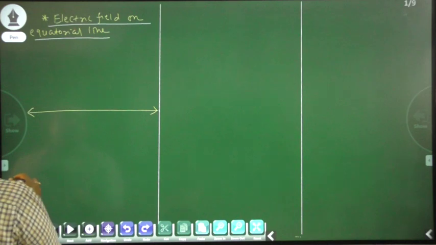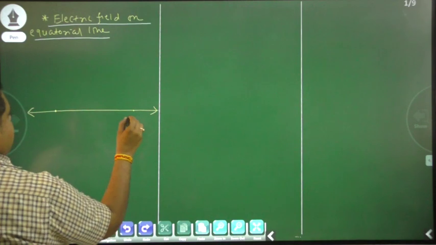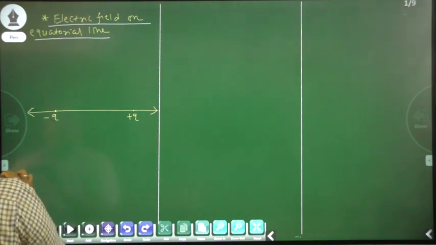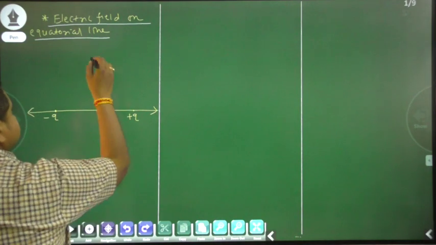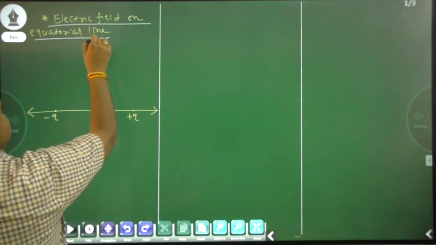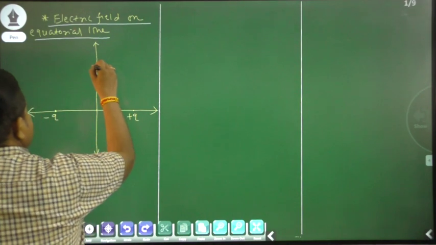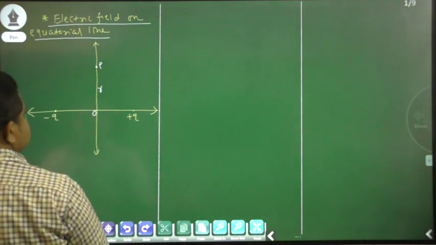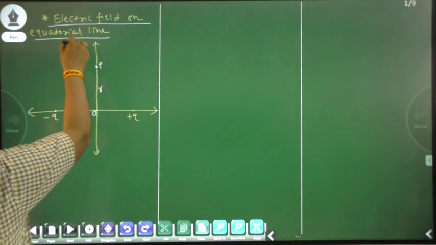Suppose this is the axis of the dipole. Plus q charge, minus q charge, center. This is the equatorial line. Suppose this is the point P where we have to find the electric field. It is at distance r from the center of the dipole.